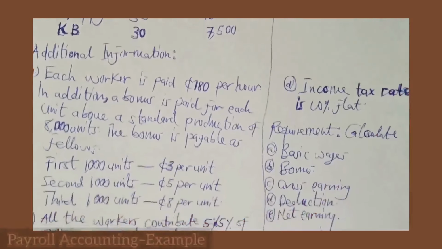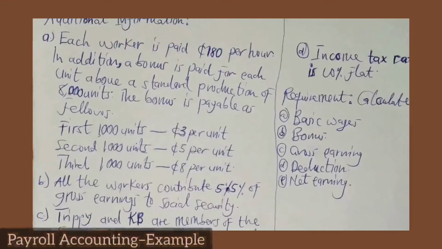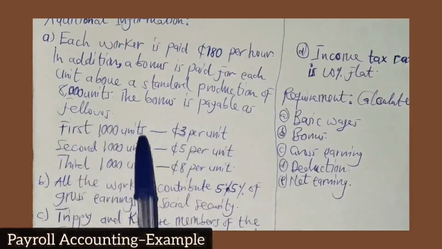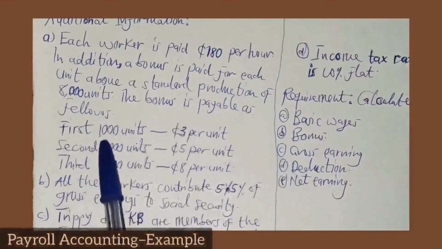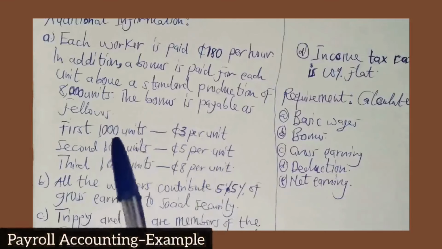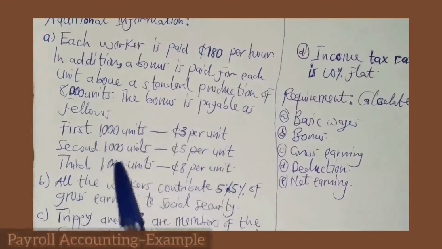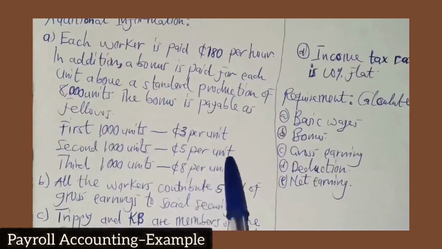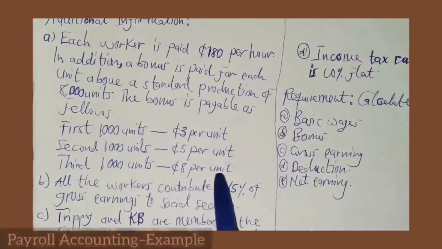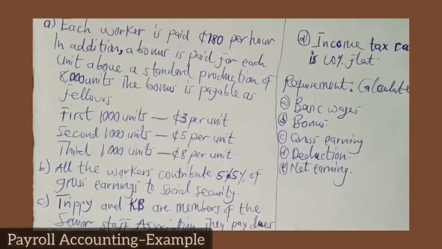Bonus is payable as follows. First 1,000 units: once you get the first 1,000 units, you are paid 3 cedis per unit. Second 1,000 units, you are paid 5 cedis per unit. Then third 1,000, you are paid 8 Ghana cedis per unit. So that's the additional information A. Let's move on to B.